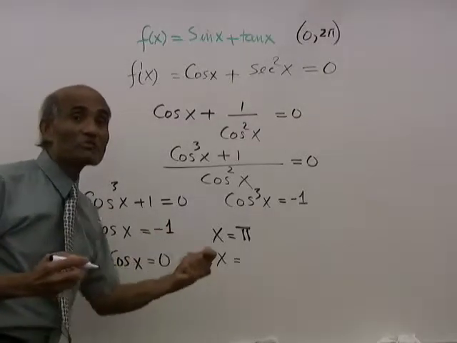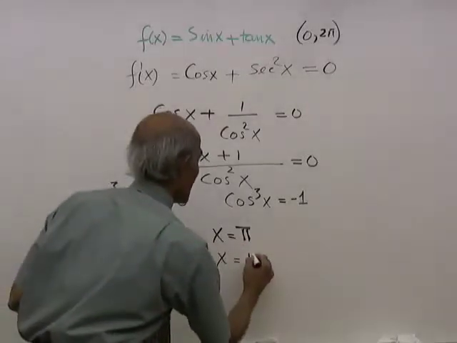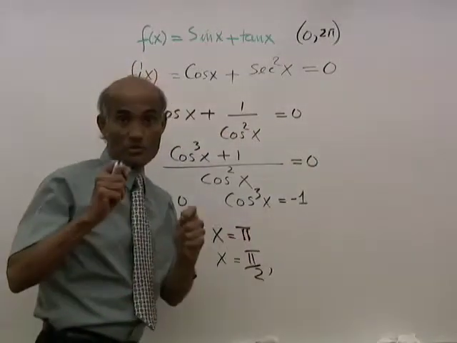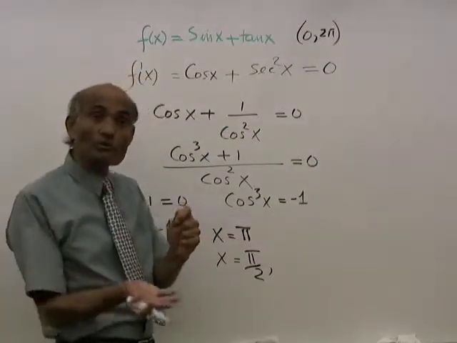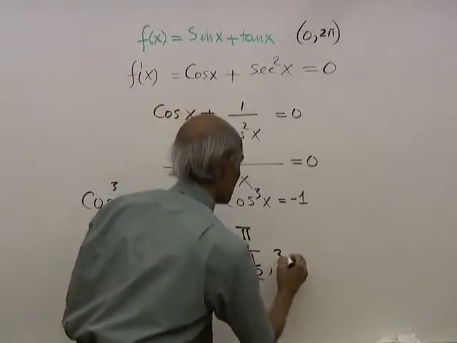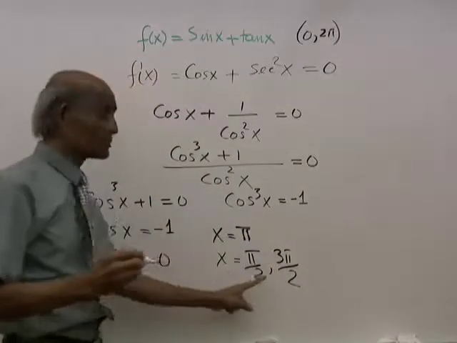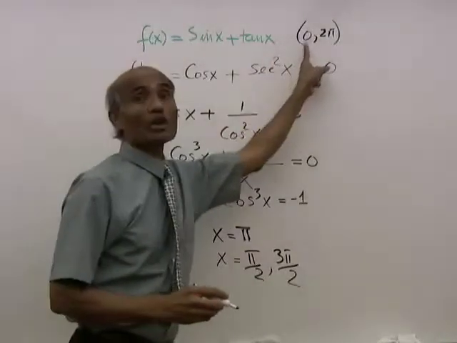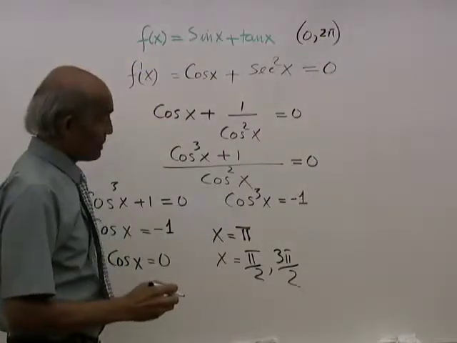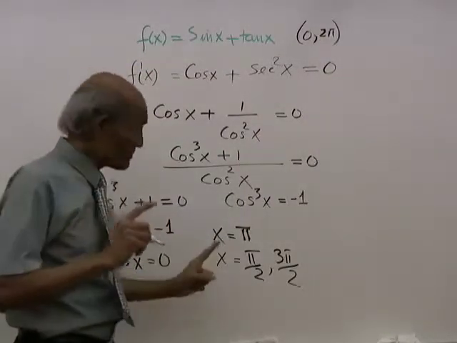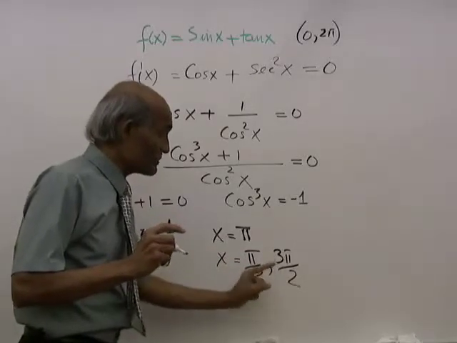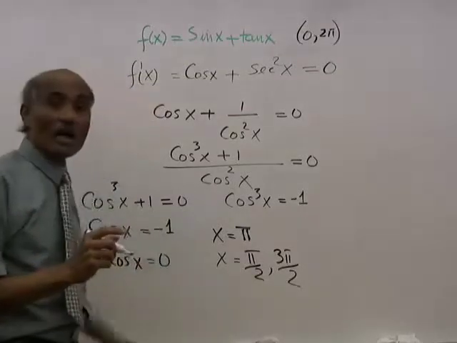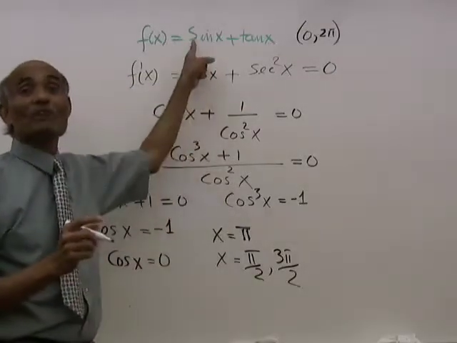Cos of pi by 2 equal to 0. So pi by 2 is one value. On 0 to 2 pi, cos of pi by 2 equal to 0. Cos of 3 pi by 2 equal to 0. So these are both values of x that will make cos x equal to 0 on that interval. Therefore, we have x equal to pi, one critical number, and x equal to pi by 2 and 3 pi by 2 as two possible critical numbers. But are these in the domain of the function?